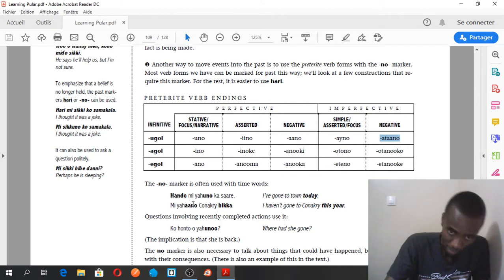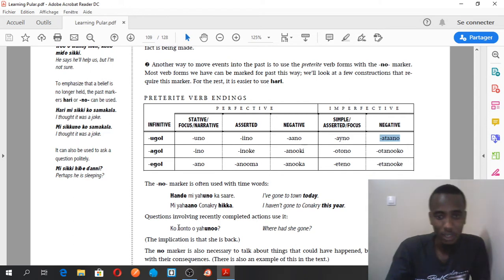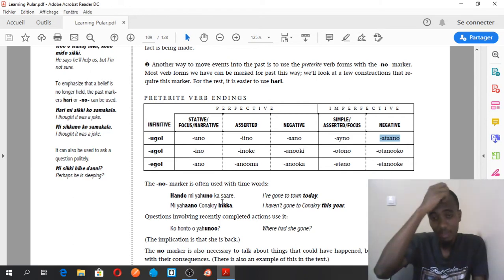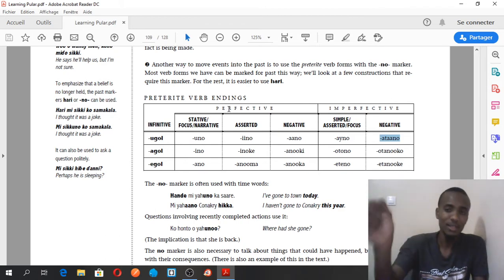Hande mi yahunu kasare. Mi yahunu konakiri hikka. Hikka means this year. You remember from the ceremonies part, in one of the texts we covered: hikka eko arata, this year; eko arata, next year.